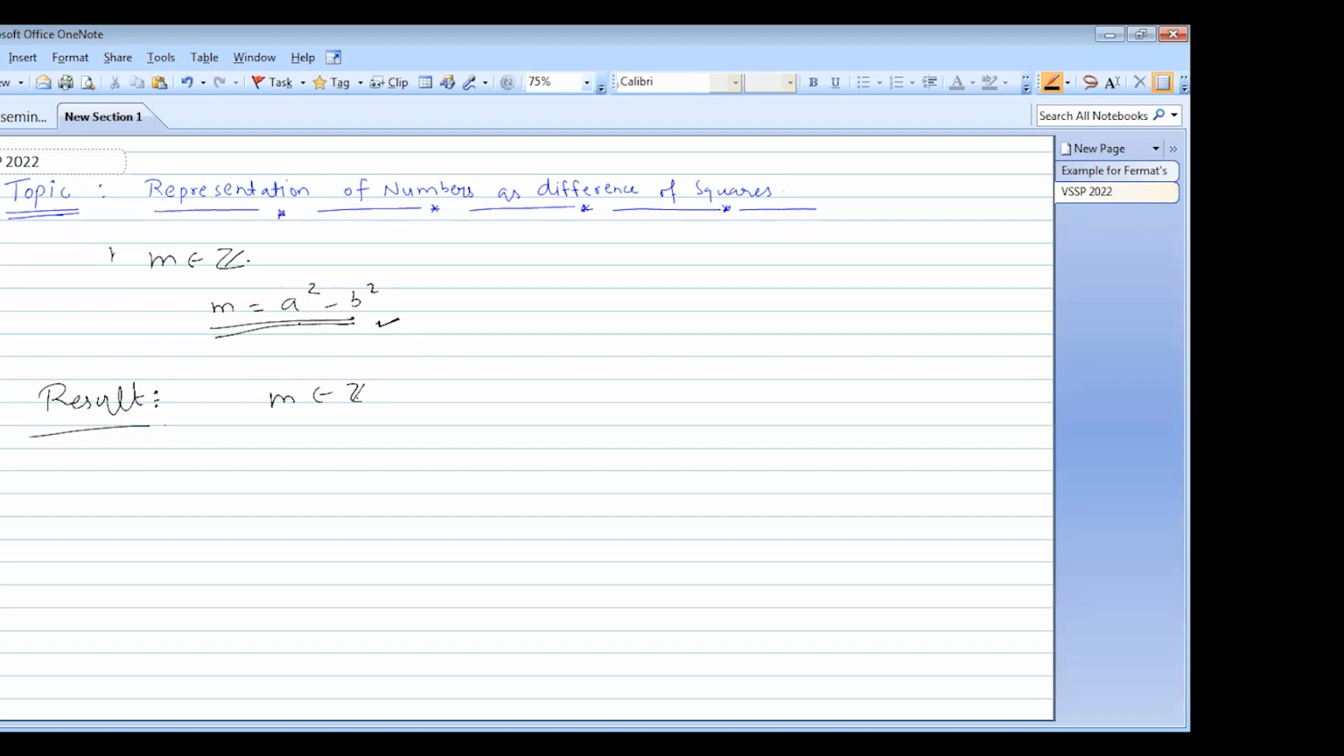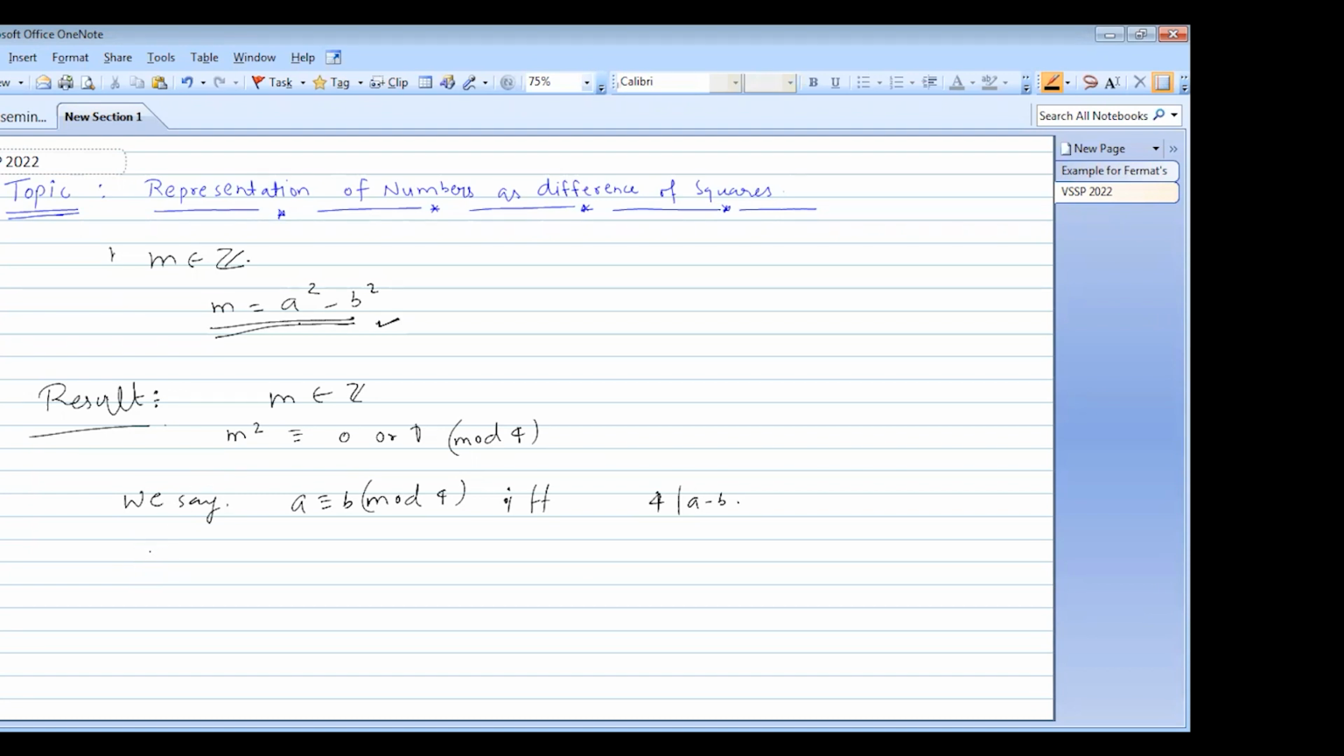So if I have an integer m, then m under modulo 4. We say a is congruent to b modulo 4 if and only if 4 divides a minus b, right?